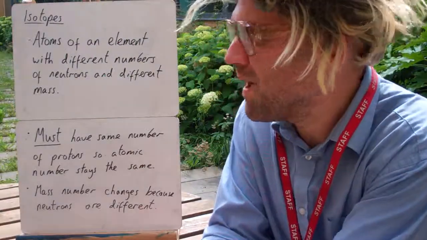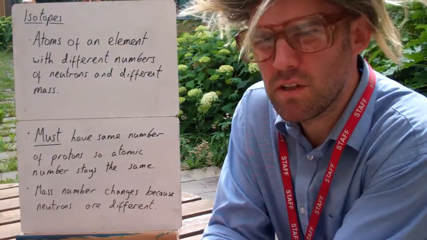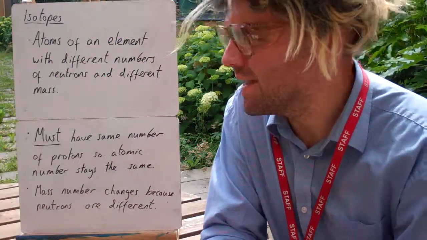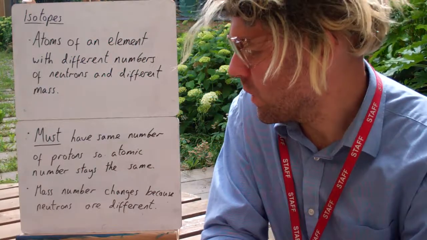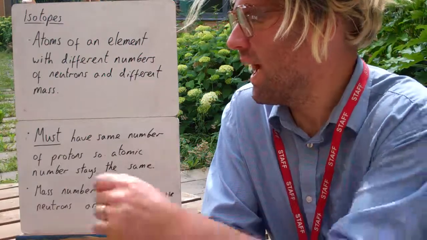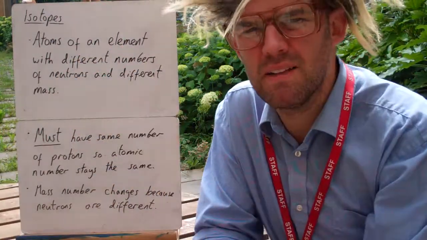Okay, this video is about isotopes. So isotopes, you need to know the definition. The atoms of an element with a different number of neutrons and a different mass. Okay? So they must have the same number of protons, otherwise they're not atoms of the same element. They'll be atoms of different elements.